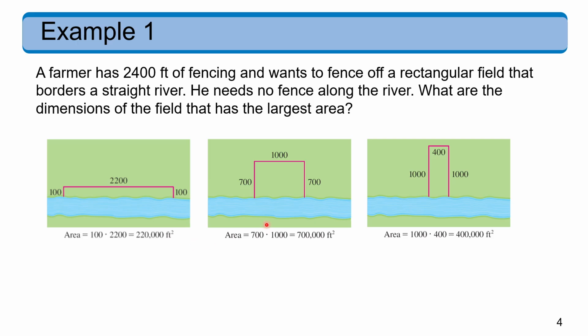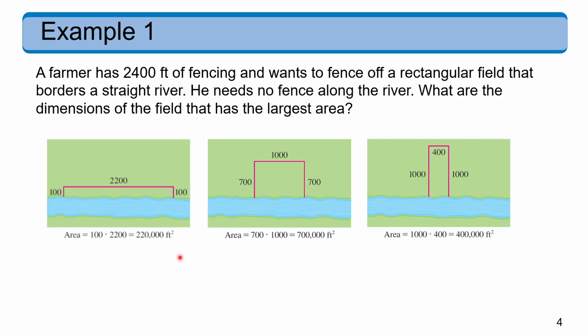And then we try an alternative, right? We could choose to design the field this way. So the 3 lengths of fencing still add up to 2,400 feet, but the area is going to be different, right? 700 times 1,000, we get a different area. And then here's a third possibility. We've chosen different dimensions that still add up to the total of 2,400 feet. Calculating the area, 1,000 times 400. Now there's lots of other possibilities, right? Infinite number of possibilities. These are just 3 samples just to get us thinking about the problem.